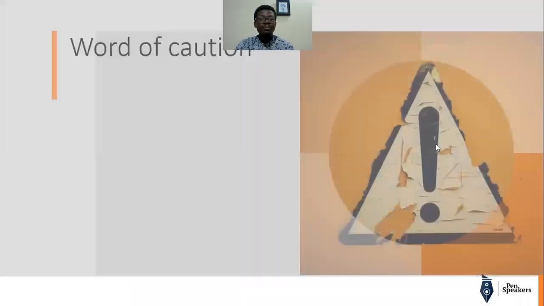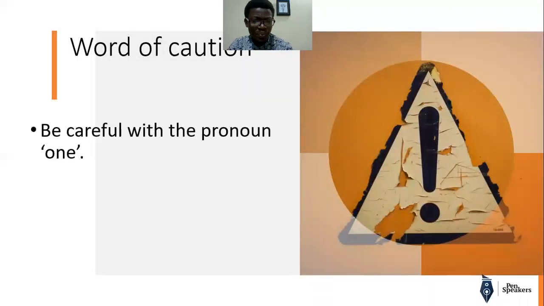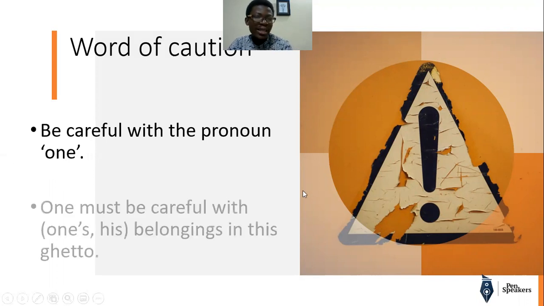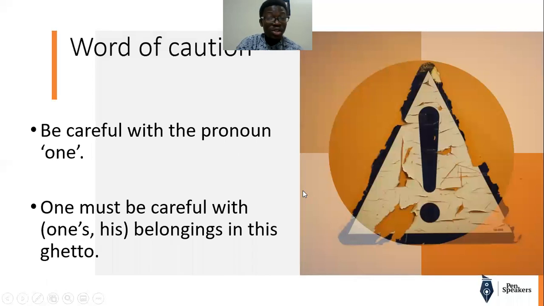All right, so now there's a word of caution. There's a word of caution for the pronoun, or the indefinite pronoun, one. This indefinite pronoun, one, you must be careful. In this case, you don't pick the gender. In this case, you simply maintain one. So take a look at the example.